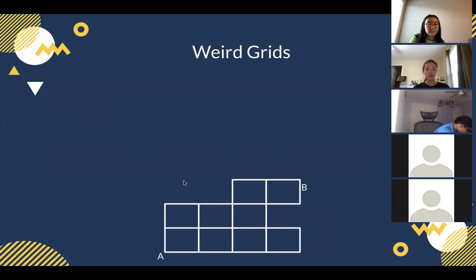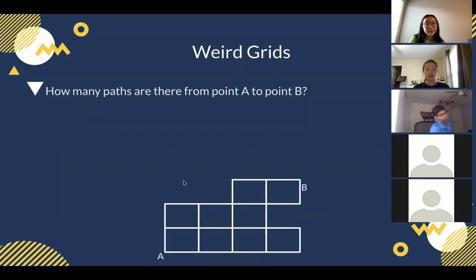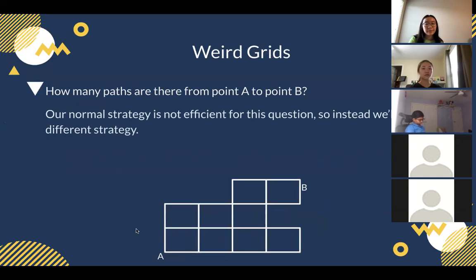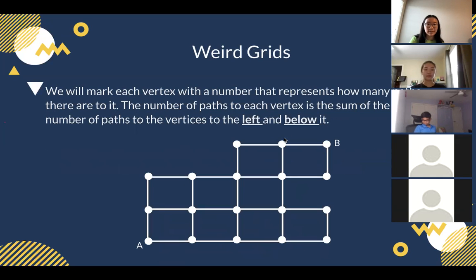Okay, so really quickly, we're going to cover a strategy to do weirder grids where that strategy is not going to work. So for example, this one, how many points are there from A to B? Well, you can't really use the normal strategy because the shape is weird and it's not going to have a set sequence. So what we're going to do here is a strategy that involves adding.